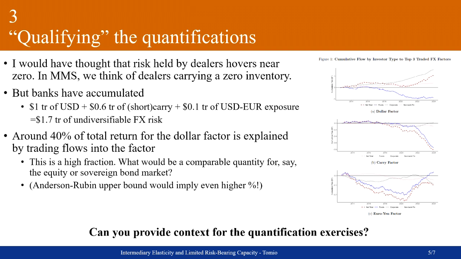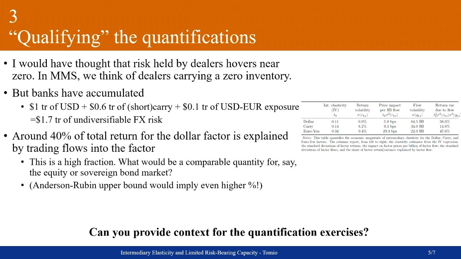Last part. Another part of the quantification is the authors say that around 40% of total returns for the dollar factor is explained by trading flows into the factor. 40% of the FX return of the dollar are explained by order flows. It seems like a lot. So can we get some sort of comparable quantity for, say, the equity or sovereign bond market, kind of ballpark it? Is it normal, this 40%, or is this a lot? I would love to provide some context for these quantification exercises.